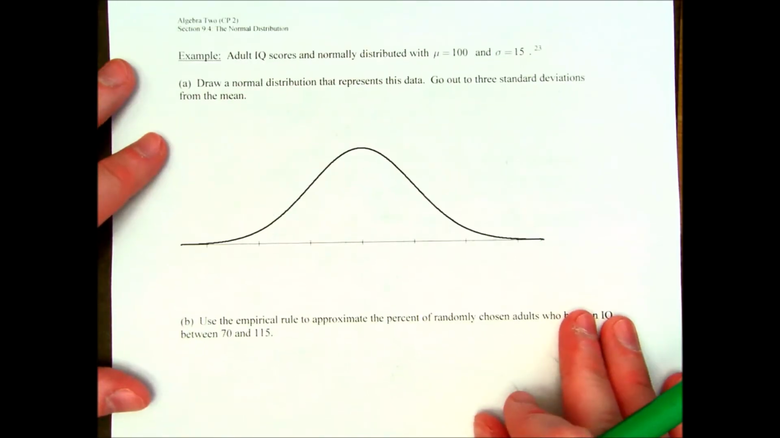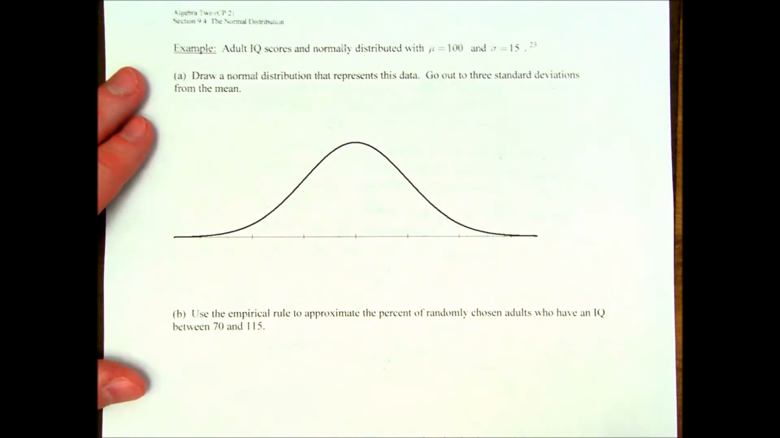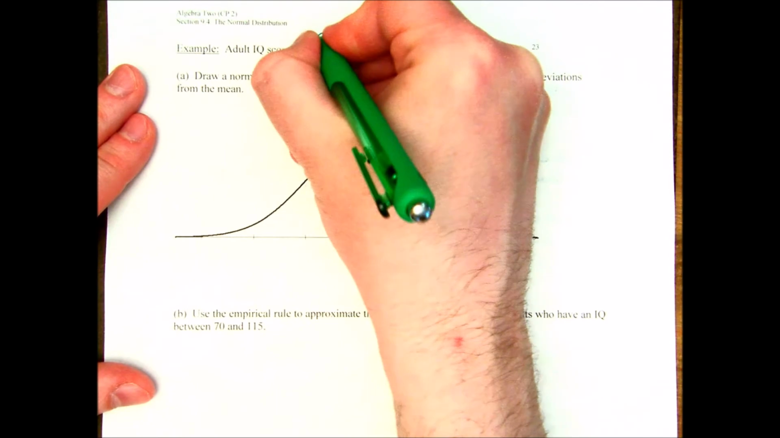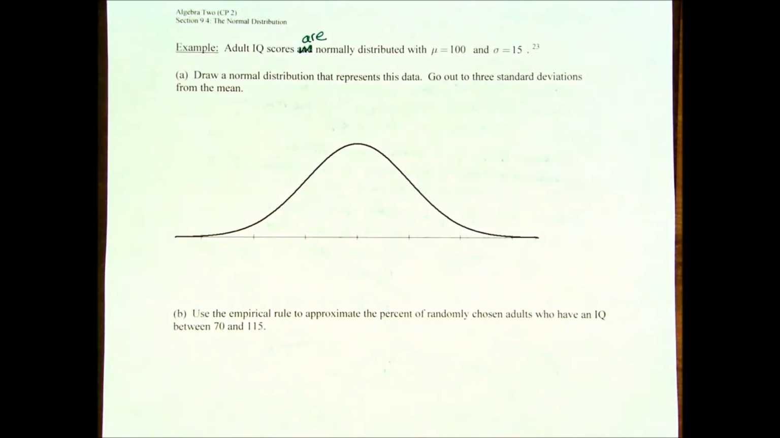I'm going to go on to page 24. We're told that adult IQ scores are normally distributed with a mean of 100 and a standard deviation of 15. The first thing that I'm asked to do is to draw a normal distribution that represents this data.